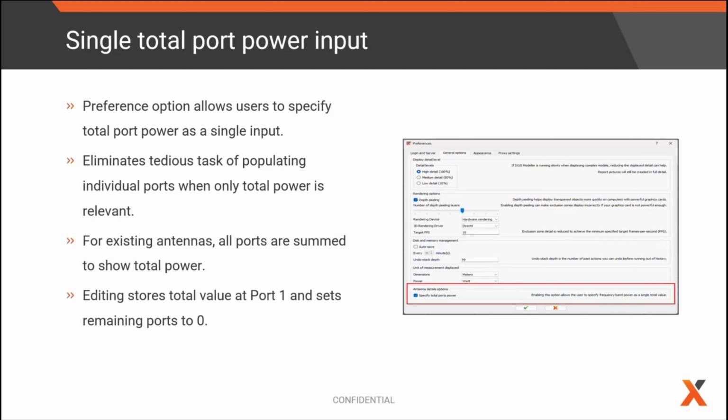For existing antennas, if you have individual port powers already configured, the system will sum them up and show you the total. When you edit, it stores the total value in port 1 and sets the remaining ports to 0.